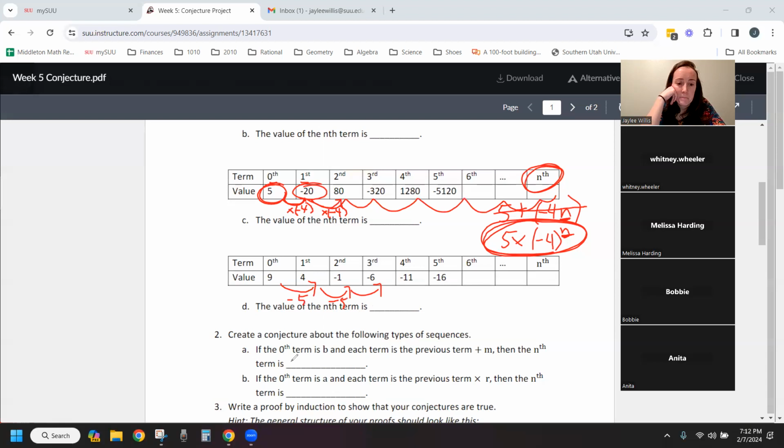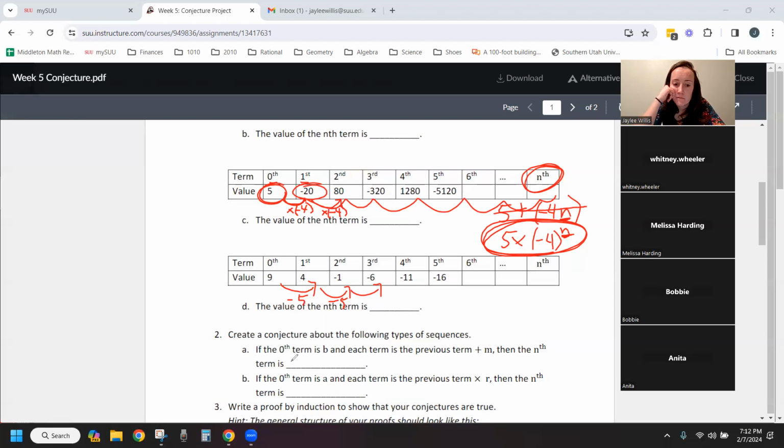Yeah, so at the 0 term we start with 9, so we know that's going to be like the first thing we have to work with. And then we use the recursive formula and say, okay, what's happening every time? And we know we're subtracting 5. Perfect. And why did you do 5 or like -5 times x?